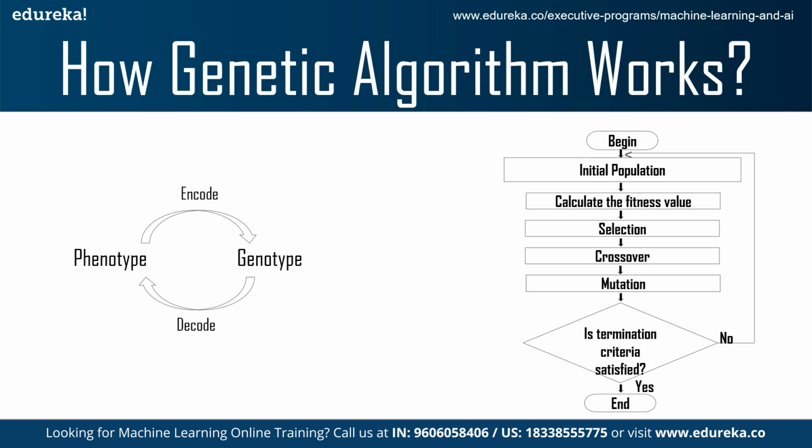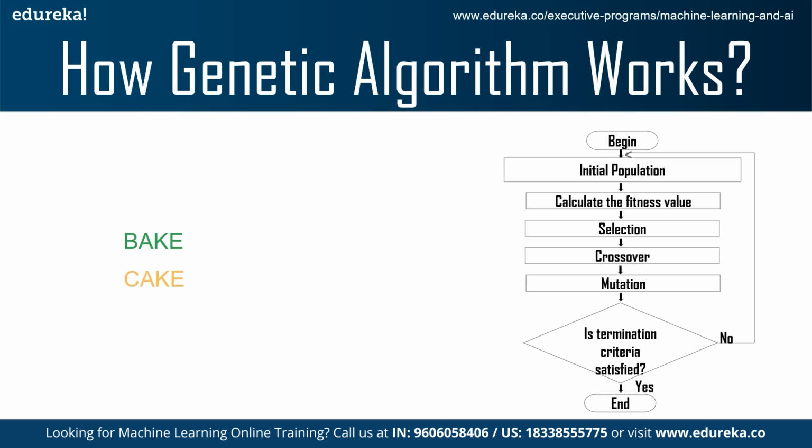Now the second step is to calculate the fitness value. Fitness value is how good the population or the possible solution we have is compared to the target output, right? Let's understand this with an example. Suppose the target output is bake, and we want to find a word which is very similar to it. Suppose we find cake. Cake has a fitness value of 3, because out of 4 letters, A, K, and E are the same, right? Only C and B are different. So it has a fitness value of 3.